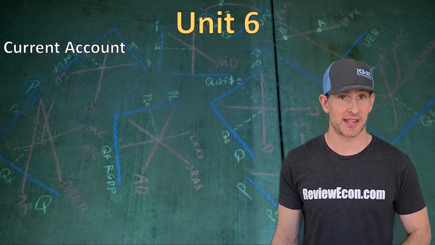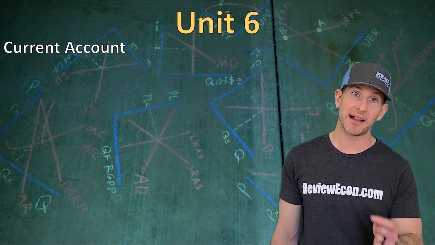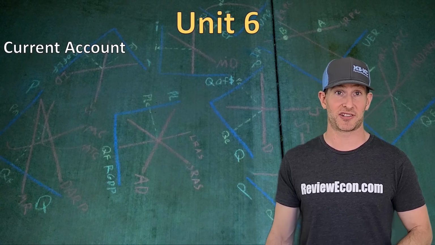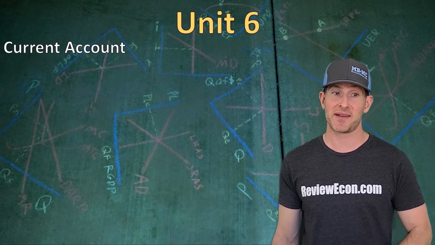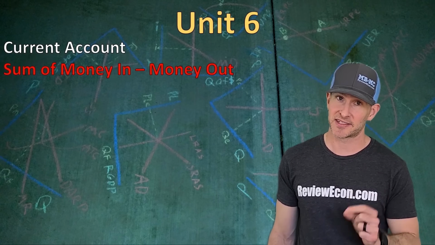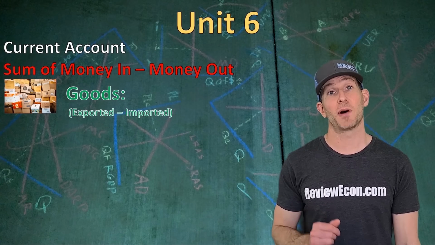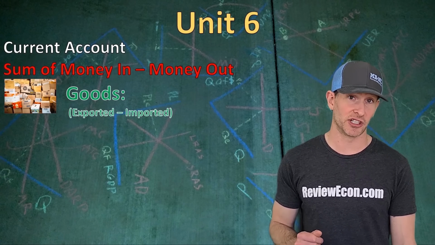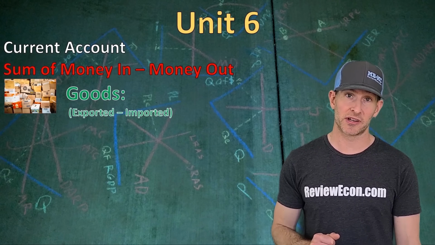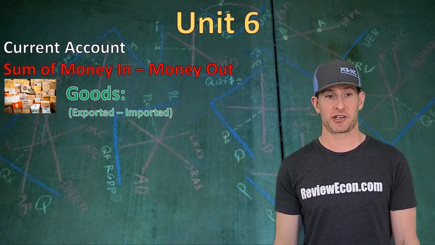The last unit deals with international transactions, and we use the balance of payments to calculate those transactions. The first component of the balance of payments is the current account. We take the sum of the money going into an economy and we subtract the money going out. The first component of the current account is the purchases of goods. We take the value of the exported goods and subtract the value of imported goods.